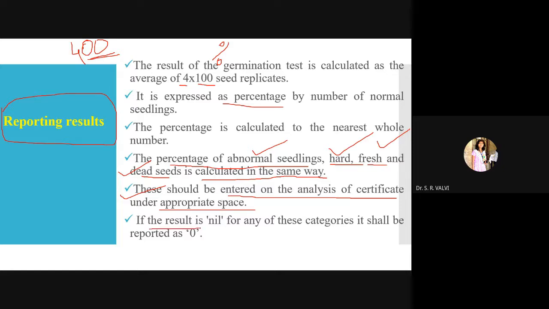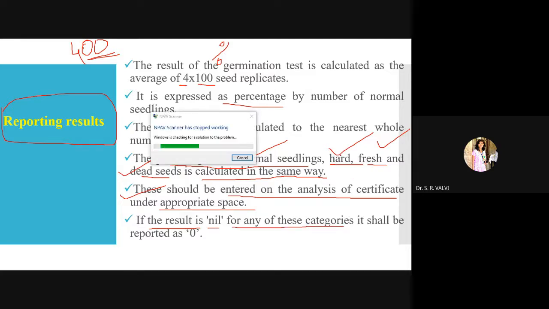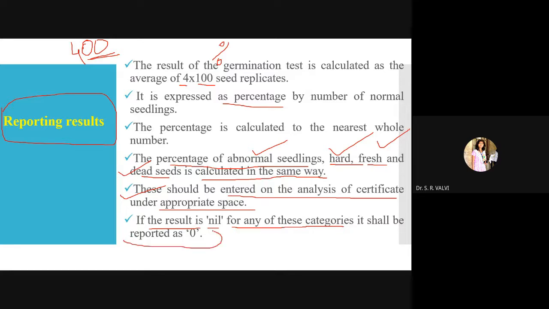And if the result is nil for any of these categories, suppose you have mentioned nil against hard, fresh, right? If the result is coming nil, then it shall be reported as 0, because nil has no meaning. You have to mention your percentage in number form. It would not be nil, it would be 0. So likewise you have to report your result.